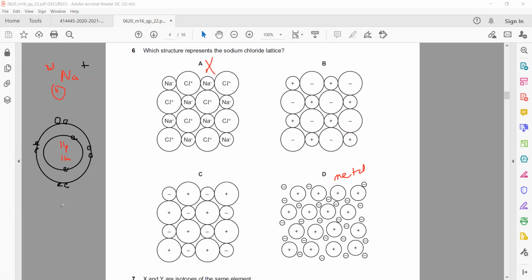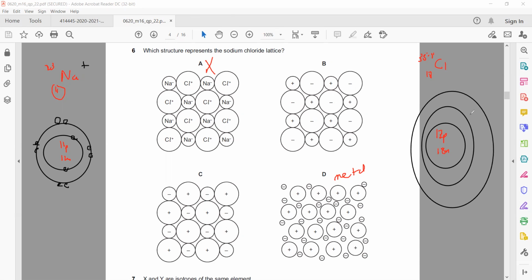And what about chlorine? Chlorine's atomic number is 17 and its mass is 35.5, that's the average mass of the two isotopes. So it has 17 protons and it can have 18 neutrons. The first shell has 2 electrons, second shell 8 electrons, third shell 7, and one more it takes from the surrounding, like from the sodium. 7 belong to chlorine and 1 it took from sodium, so you can see in the chloride ion there are 3 shells and in the sodium ion there are 2 shells.